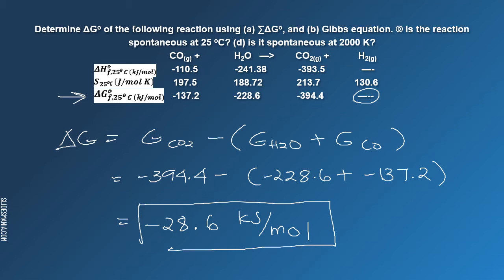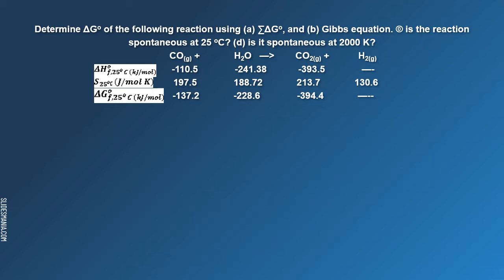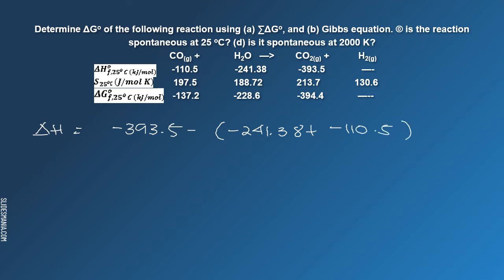Now let's look at the Gibbs free energy using the Gibbs equation. First, let's calculate your delta H. Negative 393.5 minus negative 241.8 plus negative 110.5. So what will be our delta H? Our delta H is negative 41.62 kilojoules per mole.